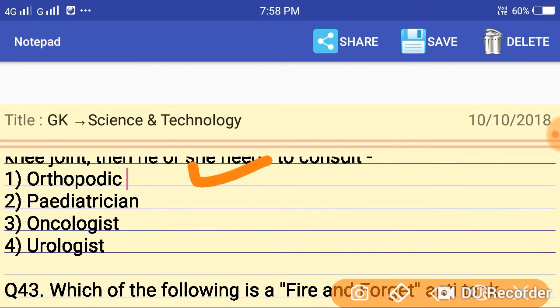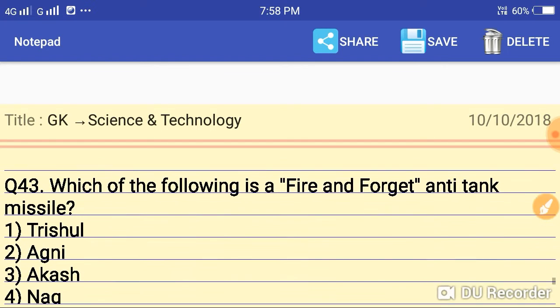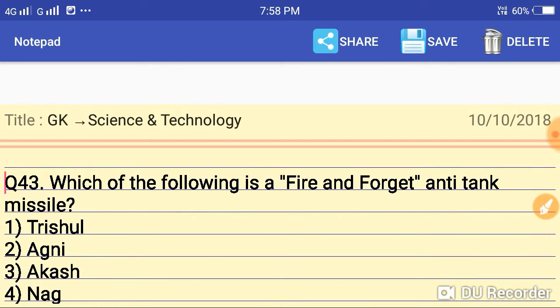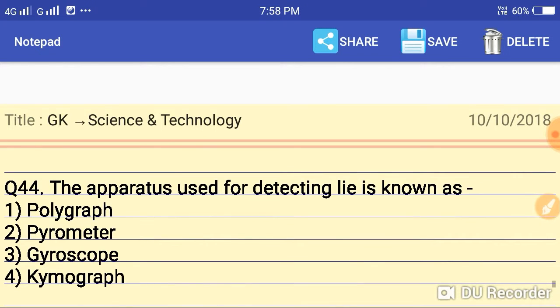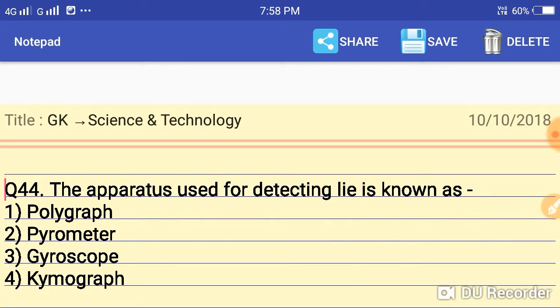Which of the following is a fire and forget anti-tank missile? Right answer is NAG, option 4. Question number 43. So next question is here. Question number 44. The apparatus used for detecting light is known as. 44, right answer, option 1, polygraph.